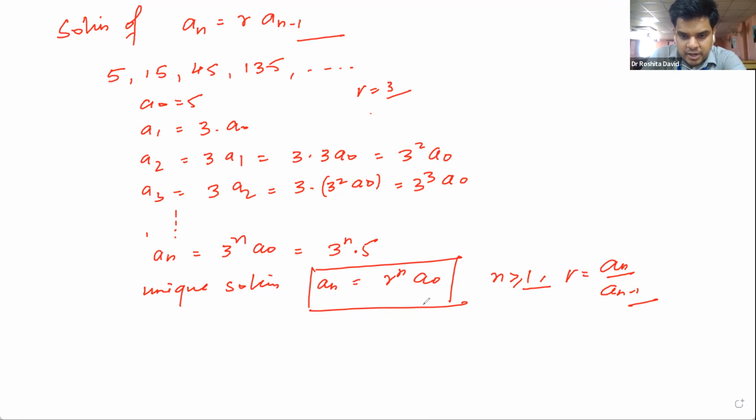Whenever we have a recurrence relation, they will give you either a0 or a1. If only a0 is given, then I will say it's an initial condition. And if two values are given like a0 and a1, then I will say boundary conditions are given.